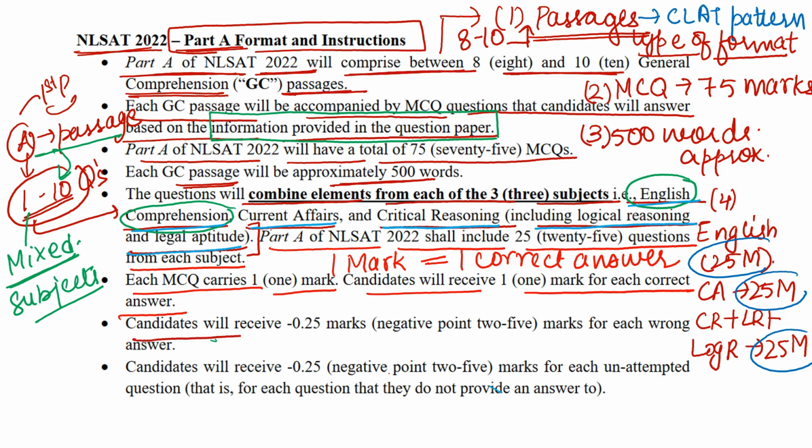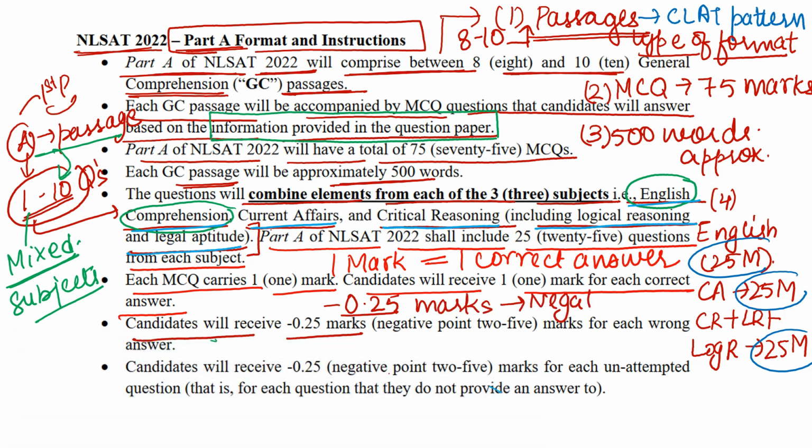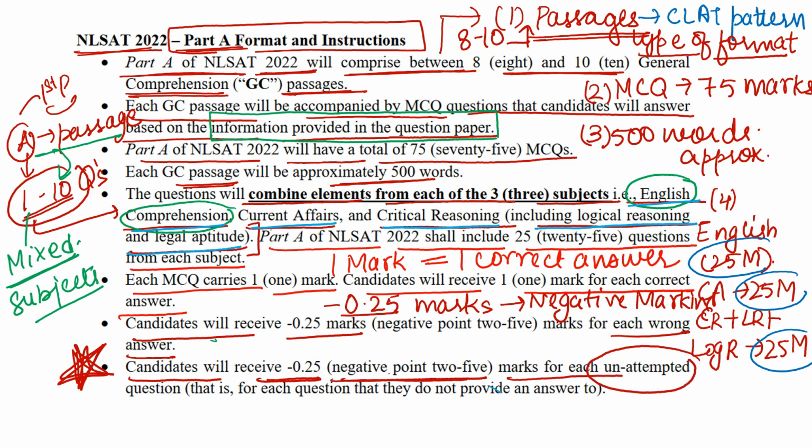अब कैंडिडेट्स विल रिसीव -0.25. डिडक्ट होंगे कितने मार्क्स? -0.25 मार्क्स. नेगेटिव मार्किंग है, नेगेटिव मार्किंग है. रॉन्ग आंसर के लिए मार्क्स डिडक्ट होंगे. अब द मोस्ट इंपॉर्टेंट थिंग, कैंडिडेट्स विल रिसीव -0.25 नेगेटिव पॉइंट marks for each unattempted question.